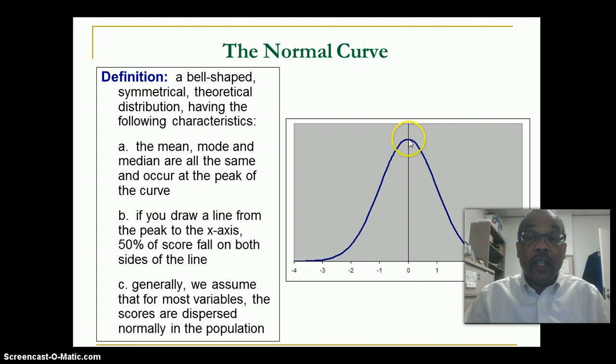The second thing we could say is that if you draw a line from the peak of that curve to the x-axis, everything that falls to the left would be 50% of the population of scores, and 50% would fall on the right-hand side. The last point we want to make about the normal curve is that we generally assume that you could take any variable you could think of, and if you were to plot all the scores from that population, they would fall into an approximately normal curve, something that looks like this.